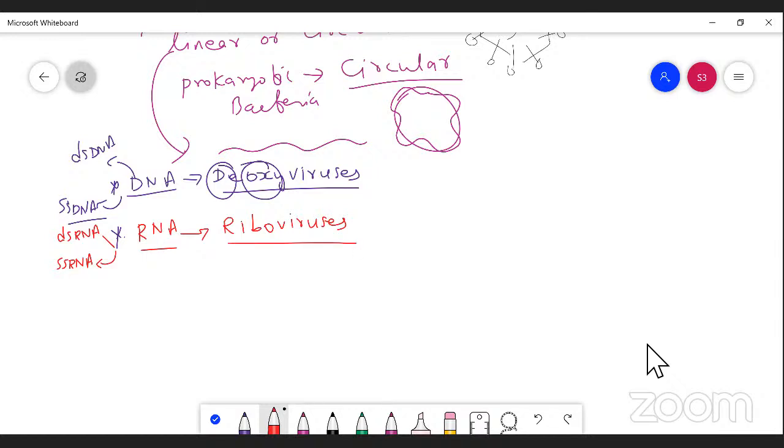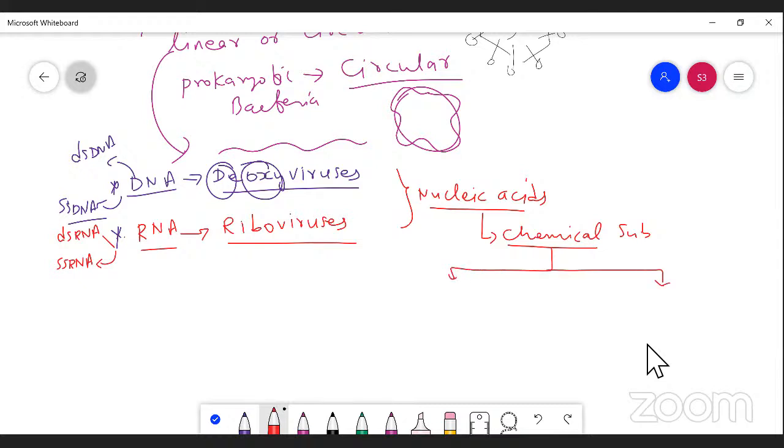The viral genome contains only one kind of nucleic acid, either DNA or RNA. The nucleic acids are composed of chemical substances. What is a nucleic acid? A nucleic acid is composed of chemical structures. What types of chemical substances are present? Nucleic acid is found as nucleotides and nucleosides.